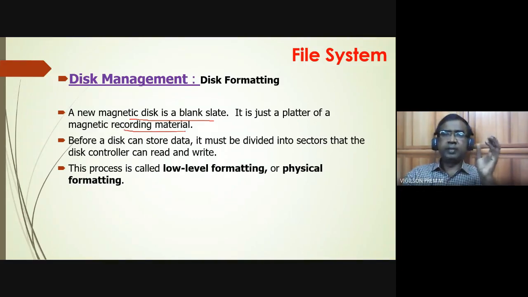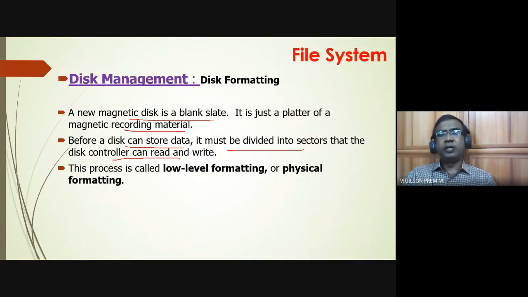I gave one example as a CD, and the hard disk is a combination of CDs. So the hard disk is initially considered a blank slate only. We cannot read or write anything on the disk initially. So how can we enable reading and writing? Before a disk can store data, it must be divided into sectors that the disk controller can read and write. So in order to make the hard disk accept reading and writing, it must be divided into sectors.